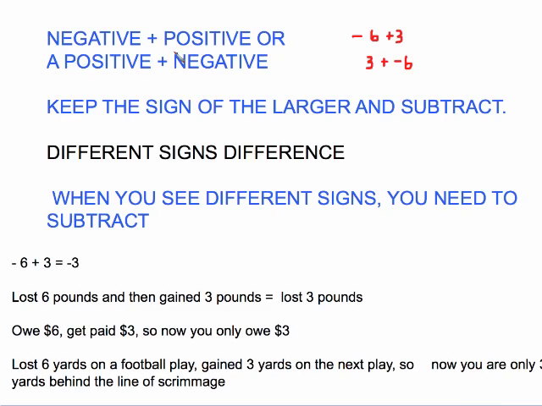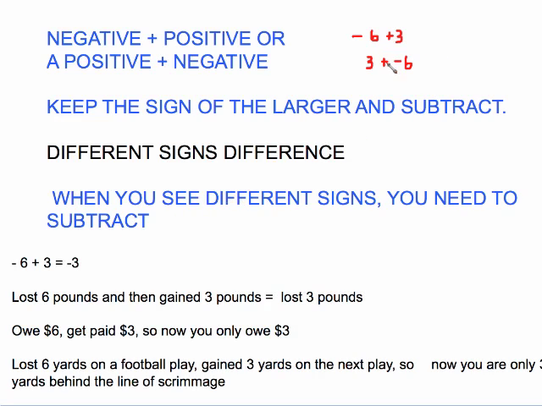So next scenario is a little more complicated. This is either a negative plus a positive, like this, or a positive plus a negative. See, the order doesn't matter. The rule for this is keep the sign of the larger and subtract. Keep the sign of the larger and subtract. And instead of us saying same signs sum, we're now thinking different signs difference. And if you know what the word difference means, that's telling you when you see different signs, that means you're going to subtract, not add these numbers together.